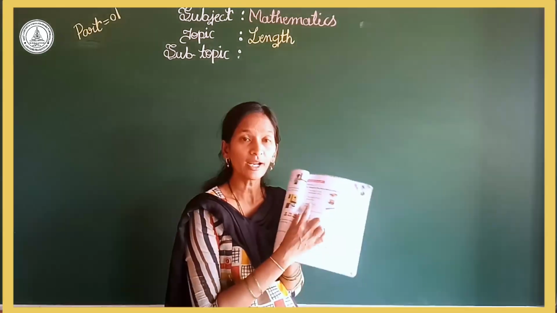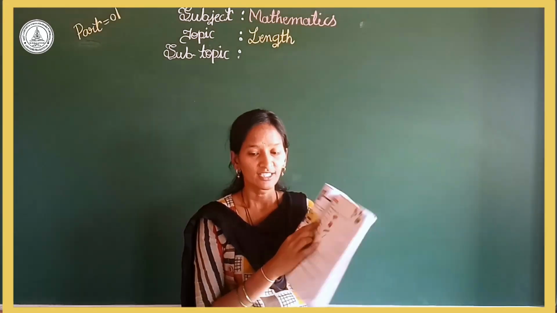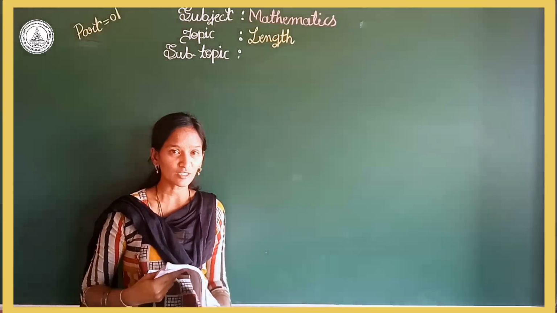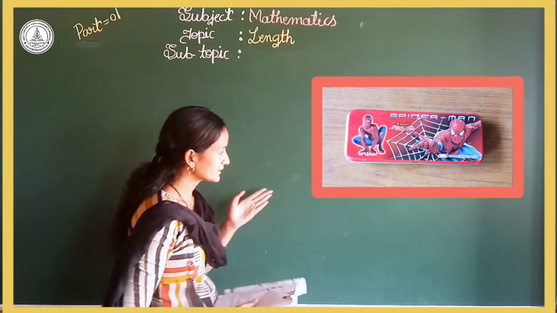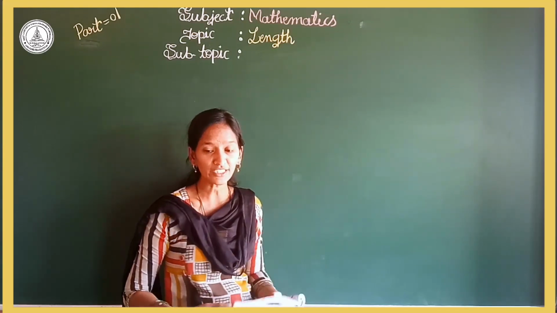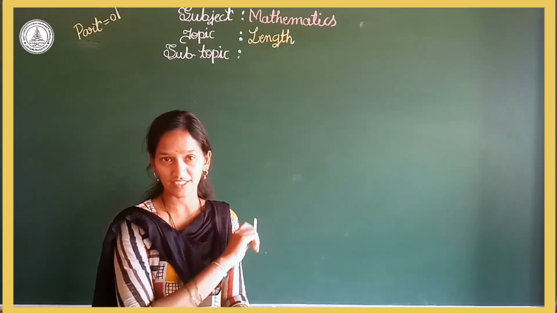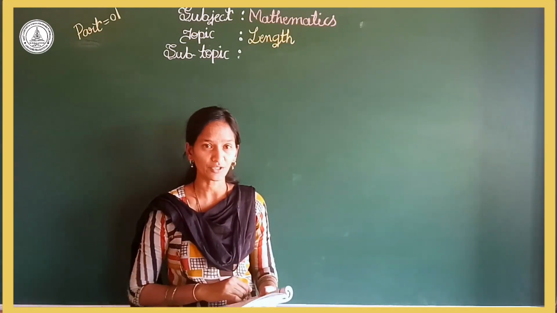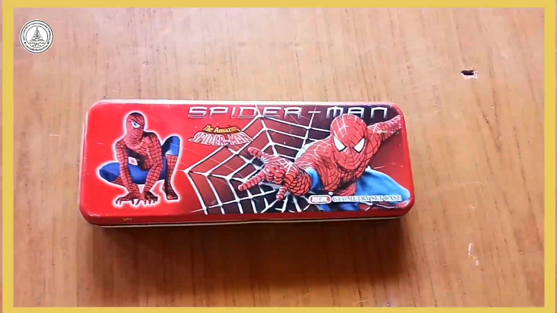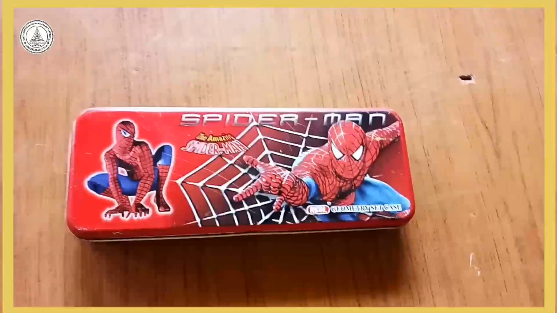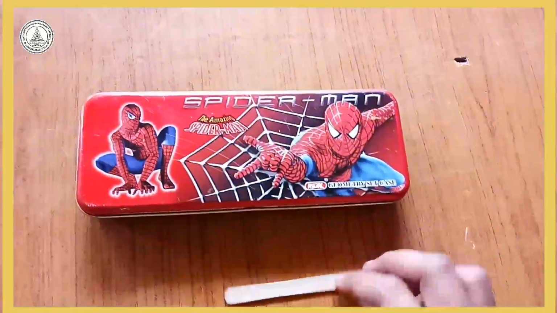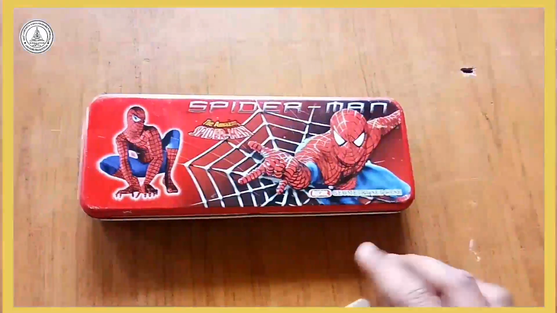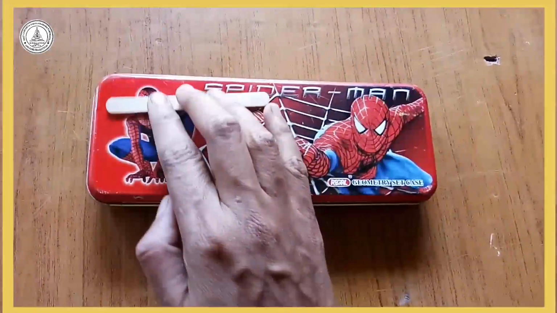The length of your pencil box. Students, this is your pencil box, right? You have to measure this side of the length by using this ice cream stick. All of you observe here. Students, look here. This is your pencil box, right? Now I will measure this pencil box with the help of this ice cream stick, right? See, all of you observe here.